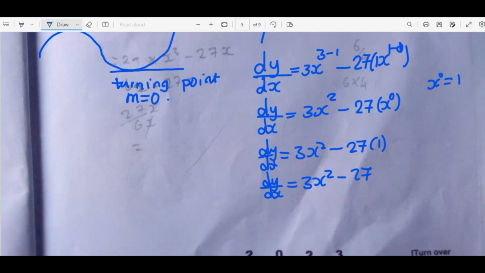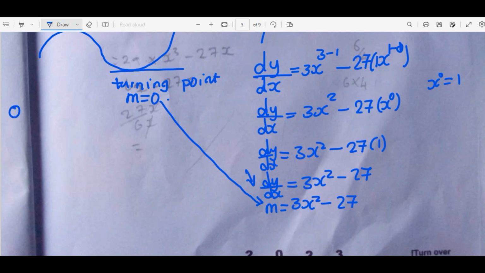Now remember, this first derivative, dy over dx, is the same as finding the gradient. We put m, so m is equal to 3x squared minus 27. Now remember, at the turning point, we say the gradient is equal to 0. So where there is m here, we are going to substitute 0. So this will be 0 is equal to 3x squared minus 27.